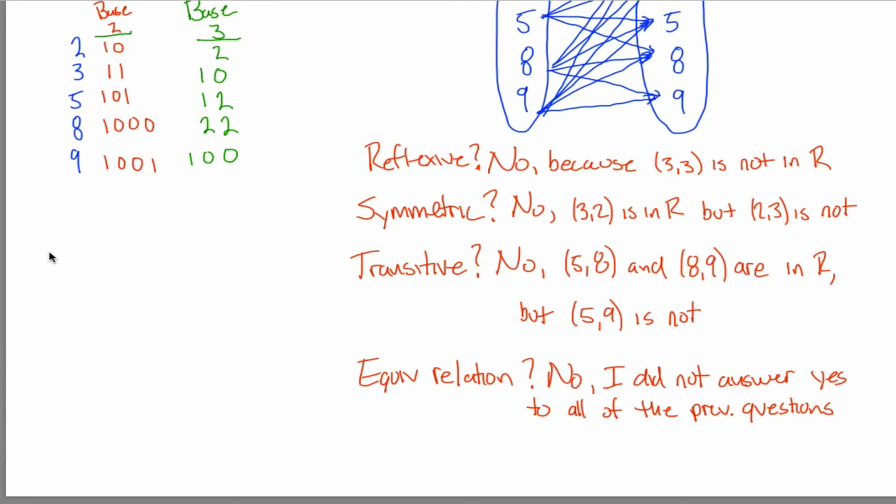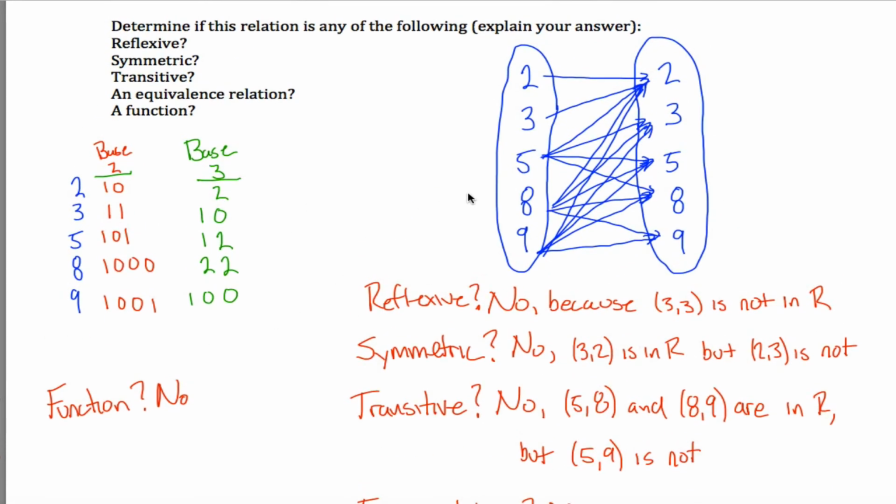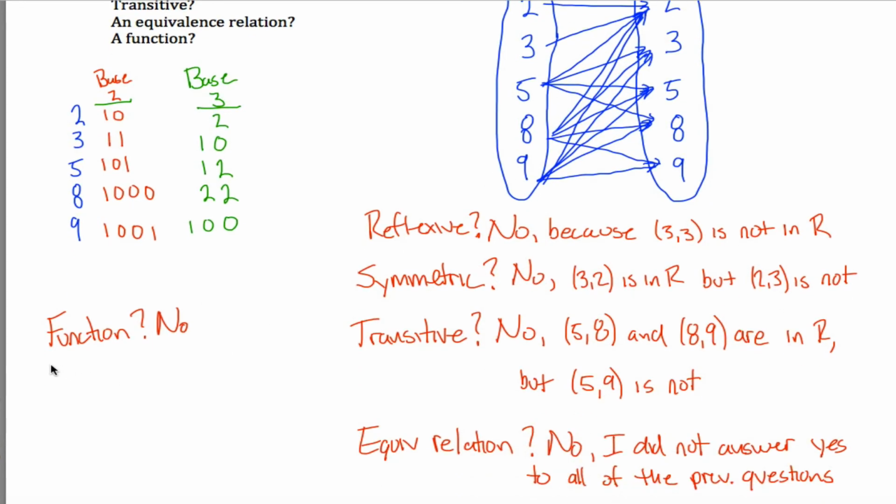Finally, a function. It's not that either. Why is it not a function? In order to be a function, there must be at most one arrow leaving any element. So pick on 5, for example. From 5, I got arrows all over the place. So I map 5 to 2. I map 5 to 3. That's enough to say it's not a function. Is it a function? No.